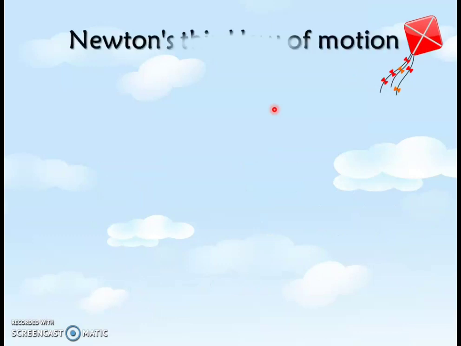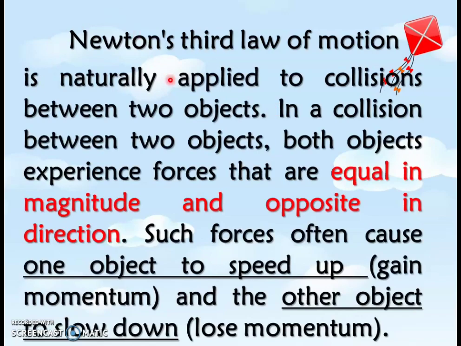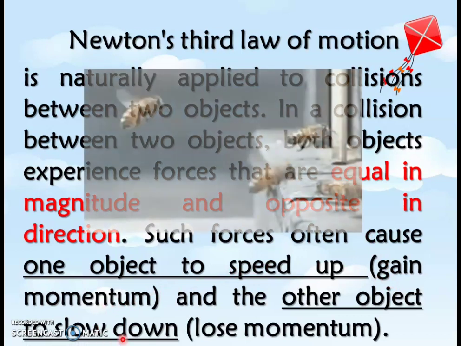The third law also applies with collisions. Newton's third law of motion is naturally applied to collisions between two objects. In a collision between two objects, both objects experience forces that are equal in magnitude and opposite in direction. Such forces often cause one object to speed up or gain momentum, and the other object to slow down or lose momentum. Again, collision means two or more objects hit against each other. When it happens, one will gain momentum or move faster because of the impact while the other one slows down.